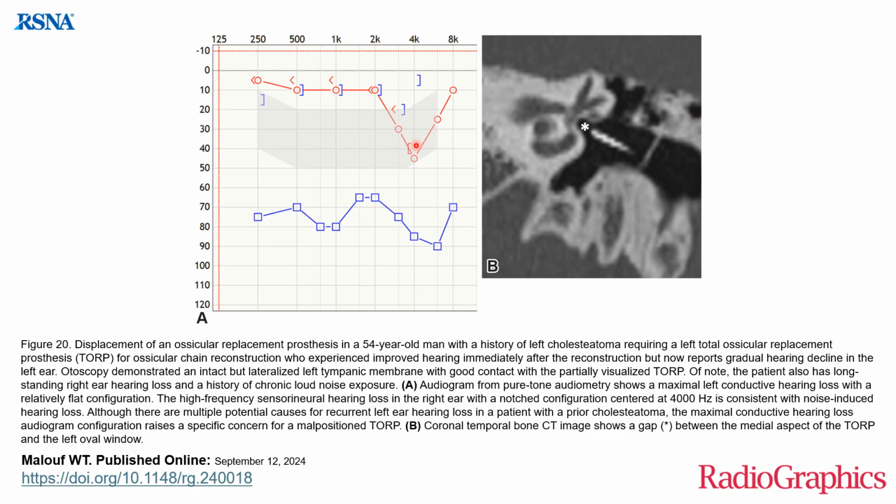So we have a case with a maximum conductive hearing loss, and in the setting of a placed prosthesis, we will suspect probably a malpositioned prosthesis. So the CT of the temporal bone does demonstrate there is a gap between the medial end of the prosthesis and the oval window. So that explains the audiogram findings.